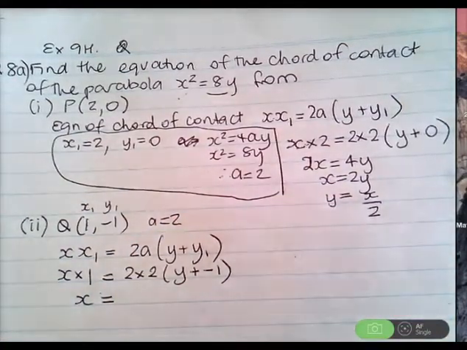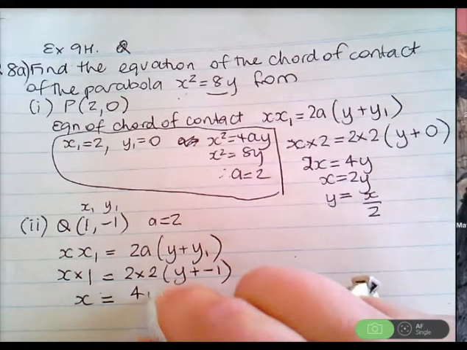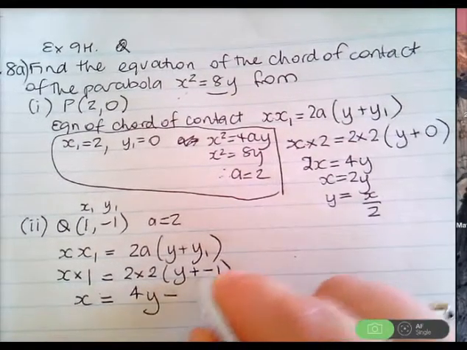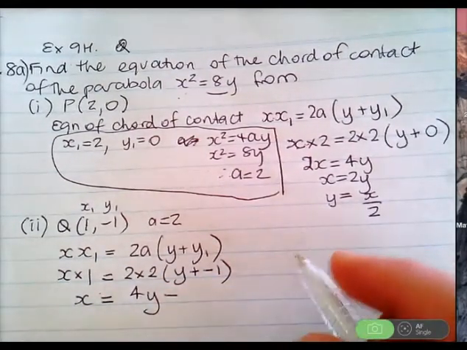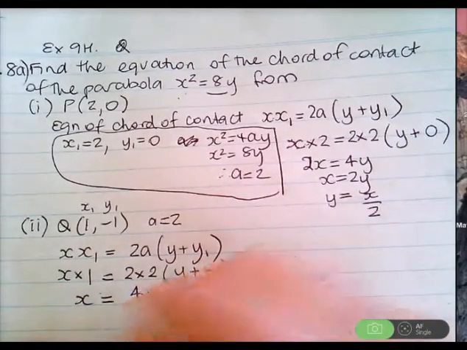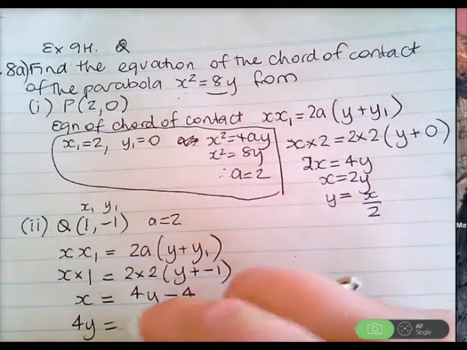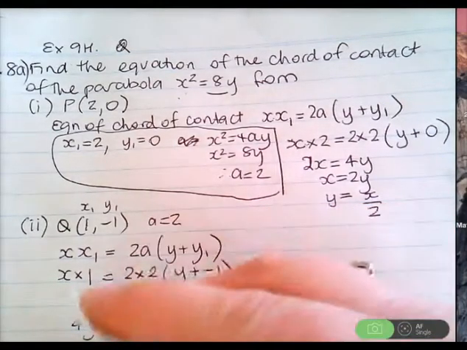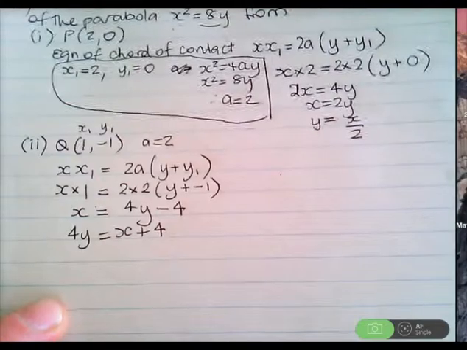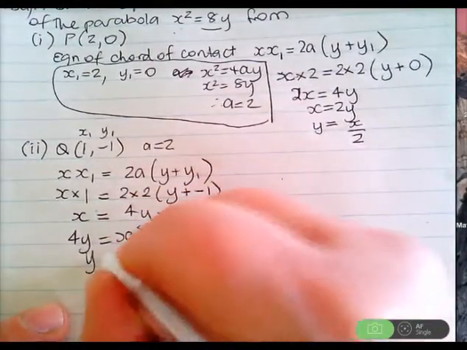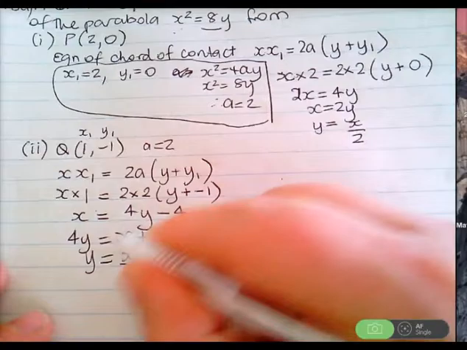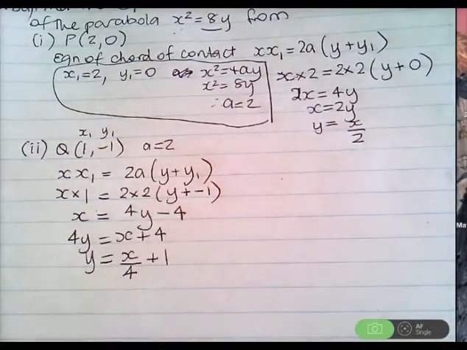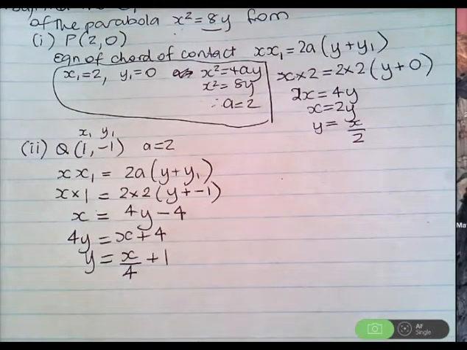X is what? 4y plus negative 1. What? Minus 4. So 4y is x plus 4. Okay? Keeping the 4y there. And so therefore y is x on 4 plus 1, dividing. It's x1 equals 2a, y plus y1.